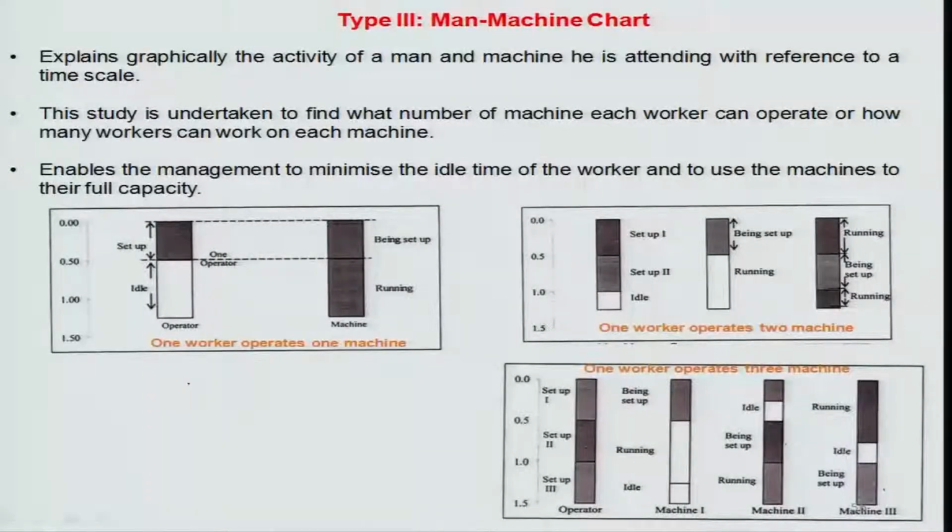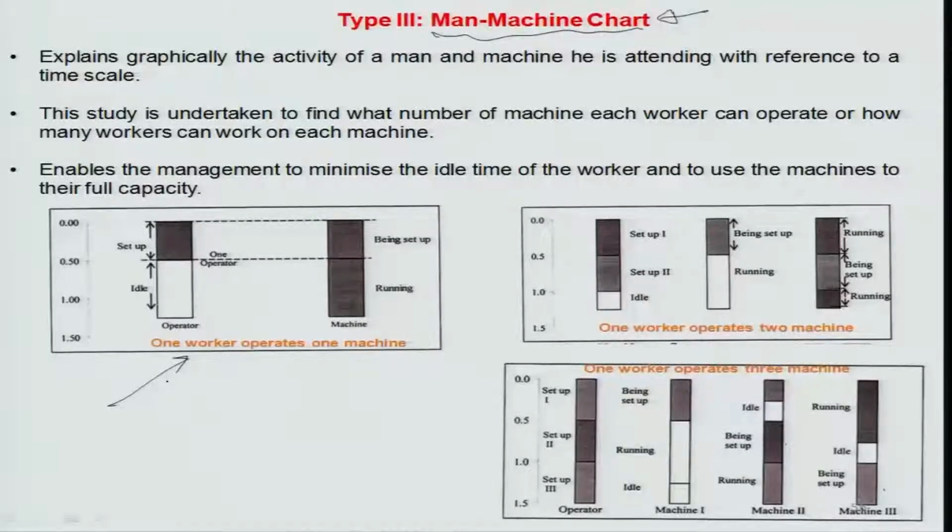So we also have various other representations for recording the data. For example, this is a man machine chart, which talks about how an operator can be mapped in terms of his setup, working and idle times with respect to a machine. Let us look at this one operator, one machine system. So this is the machine, a time scale is associated on the y axis, and this is the operator.